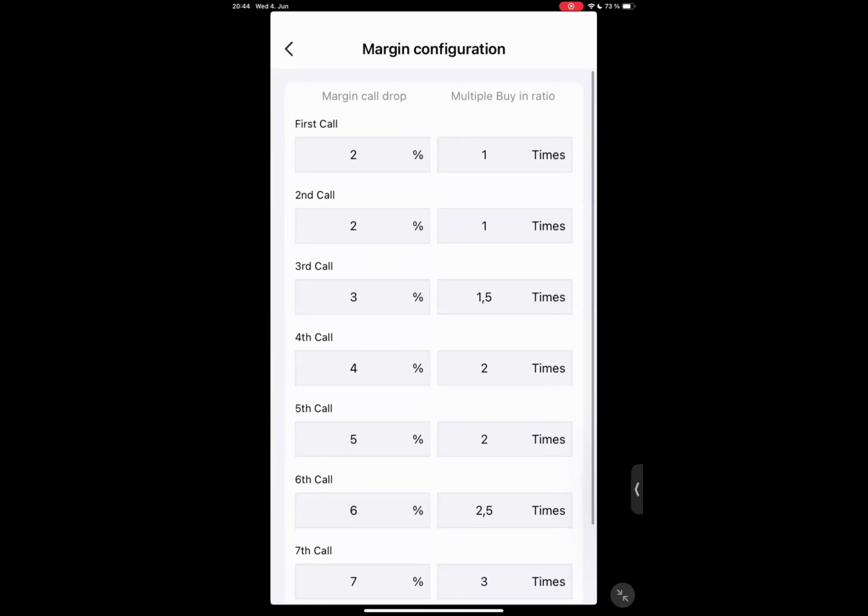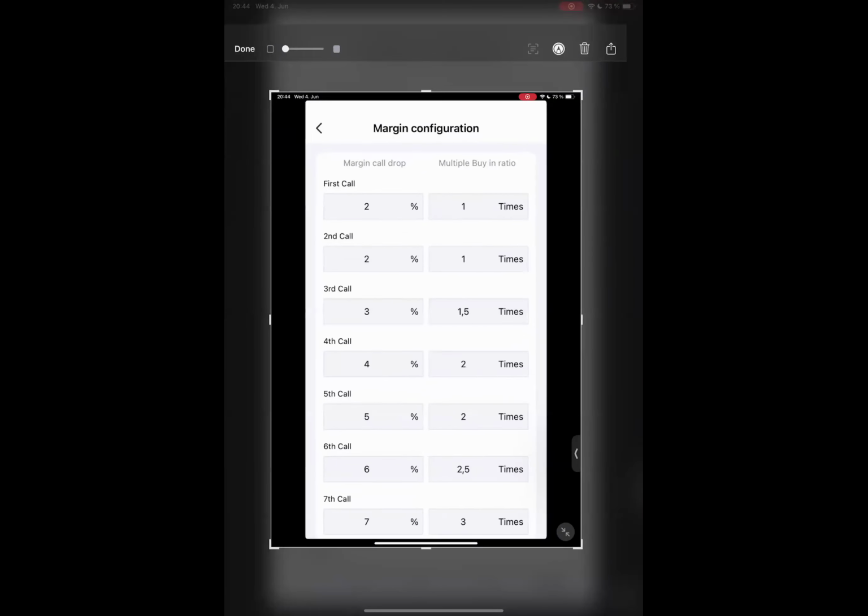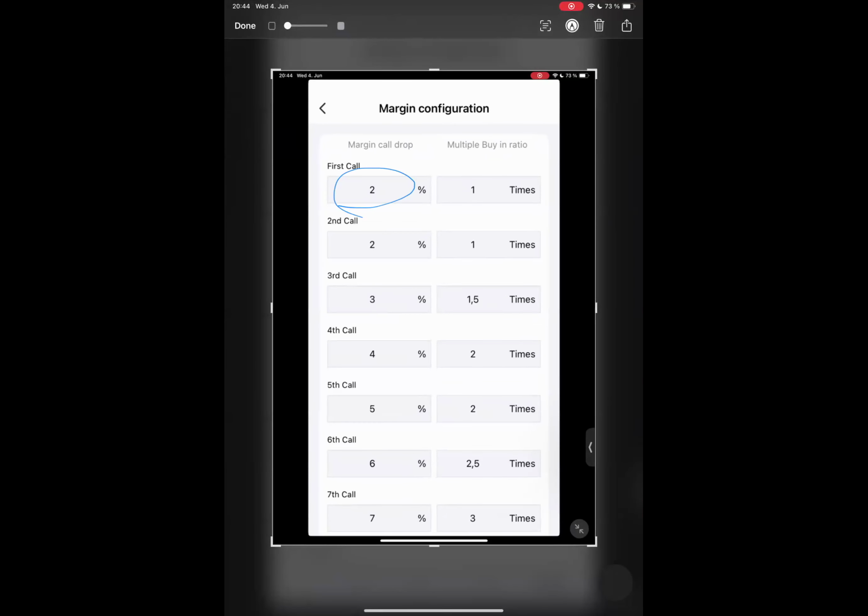So let us add up to see if it will be 20 drop. 2 plus 2, 4. 4 plus 3, 7. 7 plus 4, 11. 11 plus 5, 16, right? 16 plus 6. Hey, where are the mathematicians? 16 plus 6 will be what? 22. 22 plus 7 will be 29, right? So this drop is 29%.